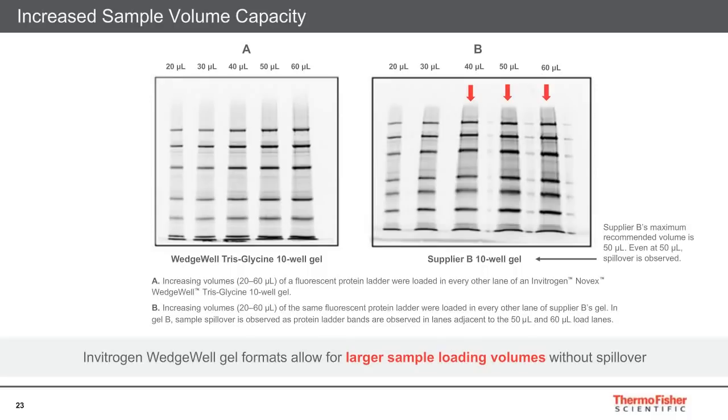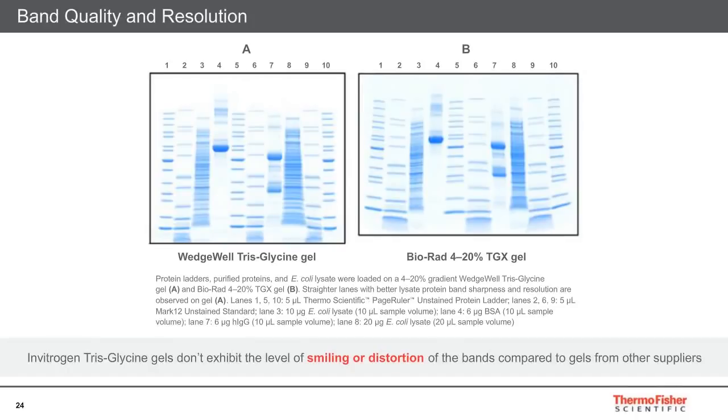So in the next few slides, I will quickly go over the improvements we have made to precast gel options in the last few years. All of our Tris-Glycine mini gels now come with a wedge well feature. The wells are shaped like a wedge, which allows you to load up to 60 microliters of sample per well.